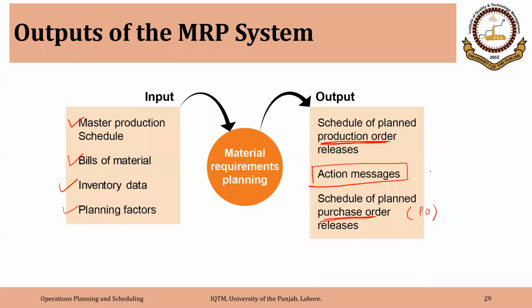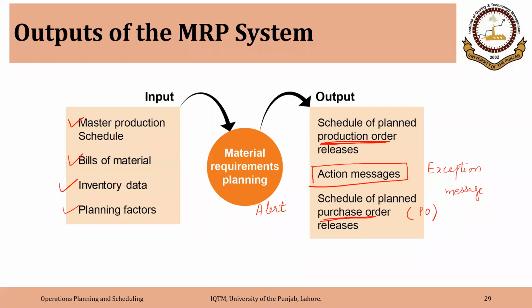They are called action messages or exception messages. Now, action or exception messages are sort of alerts by the MRP system if there is something abnormal happening. Some order is getting late, some order needs to be expedited, or requirements are changing. So there is a pop-up or an alert by the MRP system that suggests the planner take appropriate action. So that is called an action message or exception message.